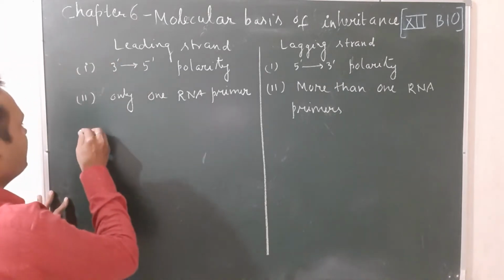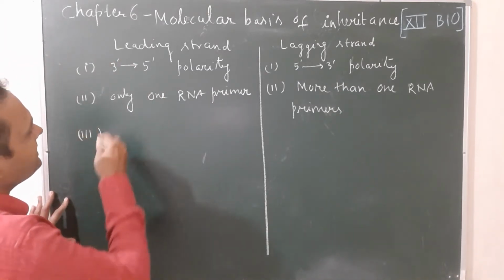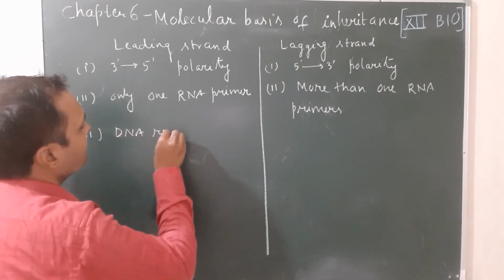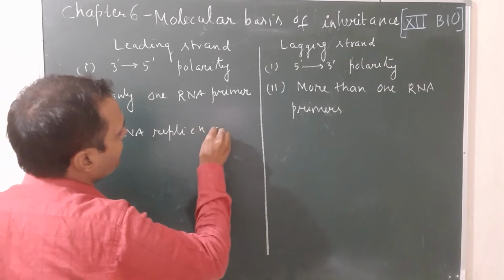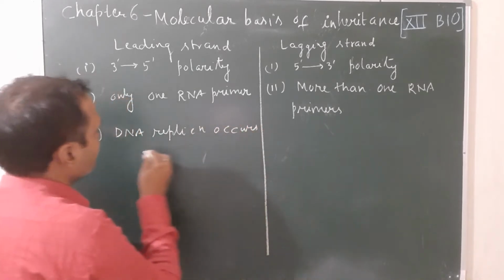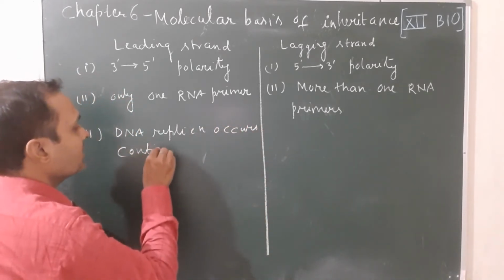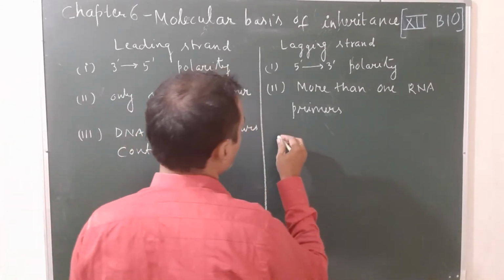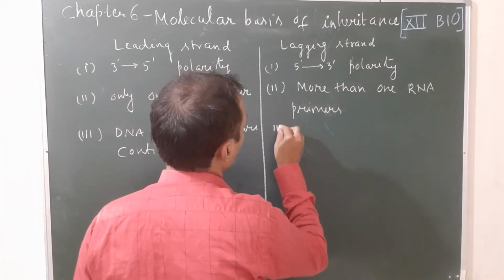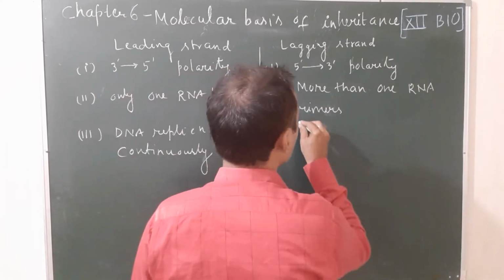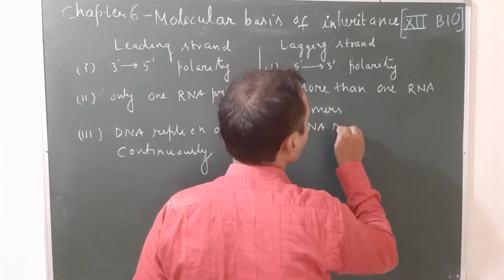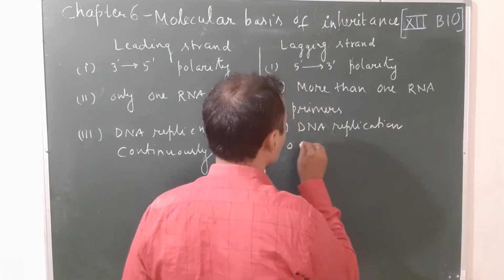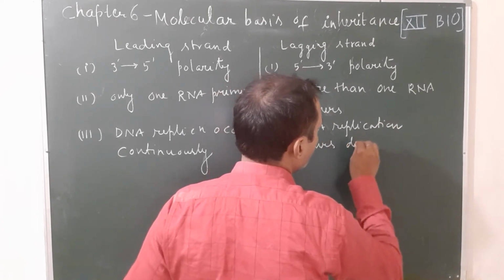The third difference: in the leading strand, synthesis takes place continuously. That means DNA replication occurs continuously, and in the lagging strand DNA replication takes place discontinuously because small fragments are produced. So DNA replication occurs discontinuously.